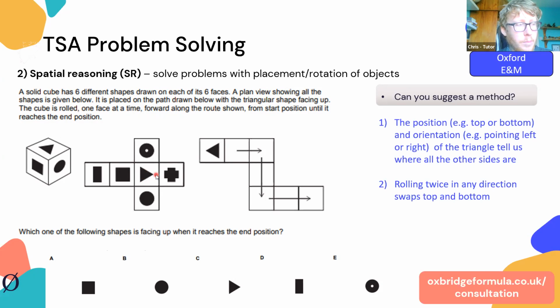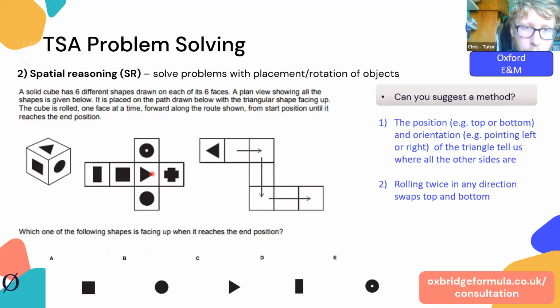And then the second useful thing to notice is on that path, we're always rolling 2 each time in each direction. So we roll 2 to the right, 2 down, 2 right. And if you roll a cube twice, you're rolling it 180 degrees. So that means whatever was on the top before is on the bottom afterwards. So we'll use that and track the triangle just to see where it is every 2 squares. It starts off on the top and then we roll it twice. Because it's rolling in the same line as it's pointing in, it's going to end up pointing in the opposite direction.